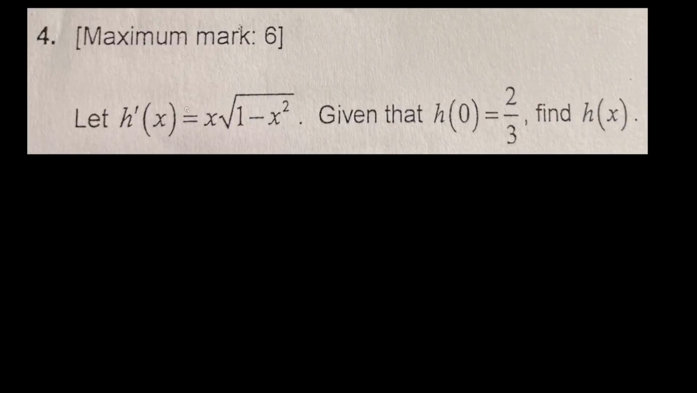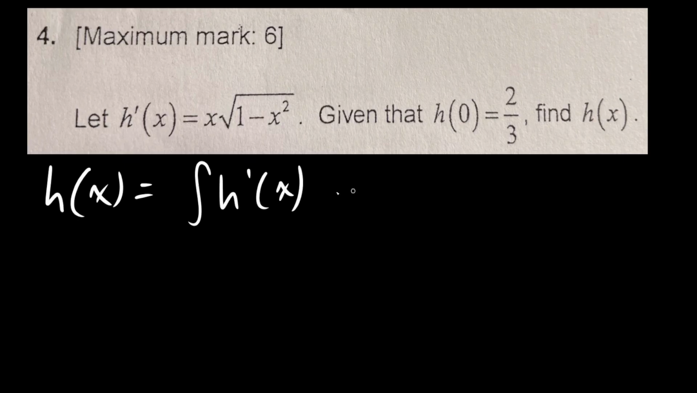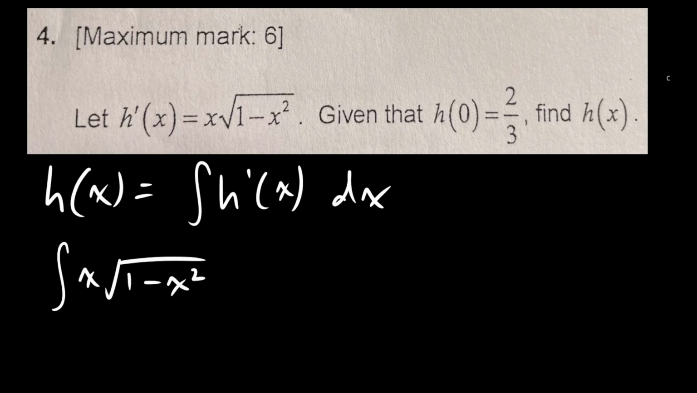Okay, for the next question here, you're going to need to use calc. We're given the prime function and we need to find the original function, and then we're also given a point so we can find the constant c. So h of x is going to be equal to the integral of h prime of x with respect to x. So let's do that. The integral of x times root 1 minus x squared dx, and I'm going to write this part as u.